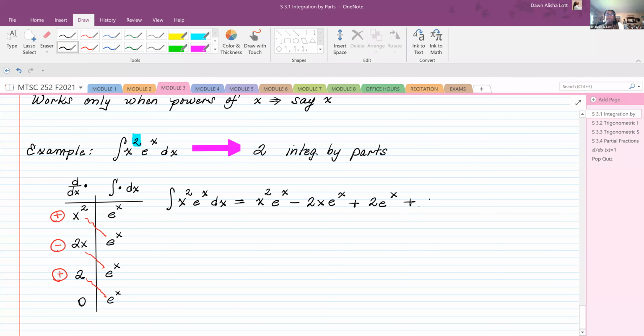So now we have the integral of u dv is equal to uv minus the integral of v du. Can you please write that out for me? Please write that out. And tell me what you get.